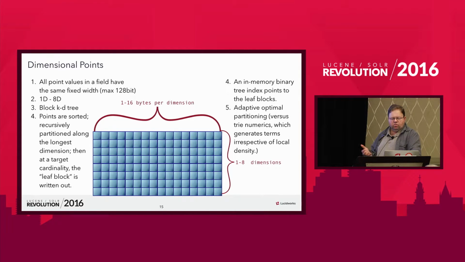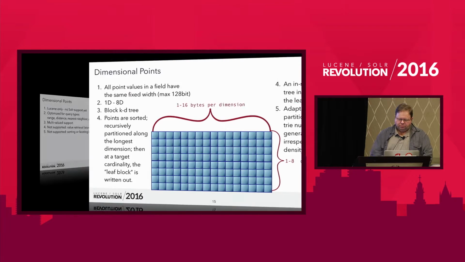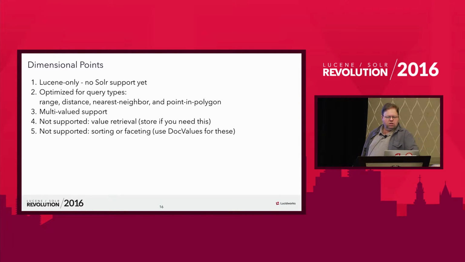This is an improvement over Trie Numerics because the partitioning is adaptive and produces an optimal or near optimal balanced tree. Trie Numerics, by contrast, because it doesn't take into account local density, can produce terms that don't represent many terms at lower levels.